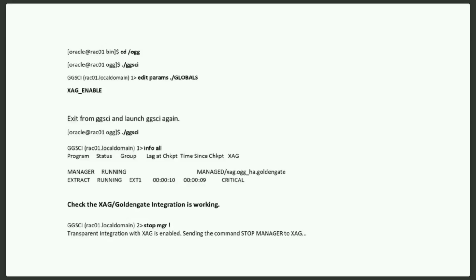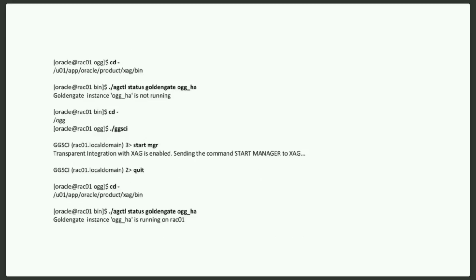If I stop the manager, so it's not recommended to stop things like managers or extracts or replicats from within ggsci once you have configured it to work with the grid infrastructure agent, but I'm just showing an example here. If I stop the manager from the ggsci interface, it tells you that transparent integration with xag is enabled, setting the stop manager command to xag. So even though I stop the manager from the GoldenGate interface, ggsci, if I check the agctl status of GoldenGate, it says the GoldenGate instance is not running.